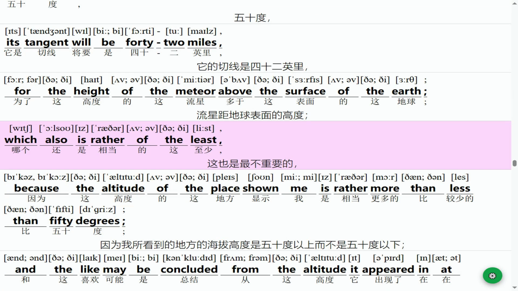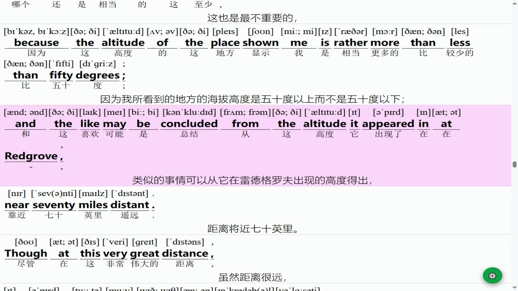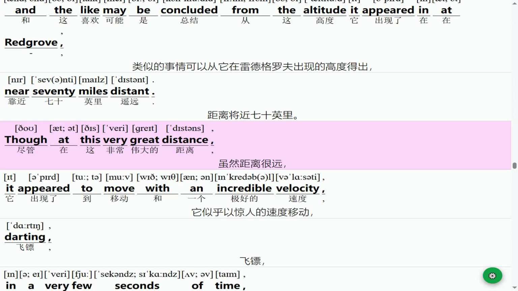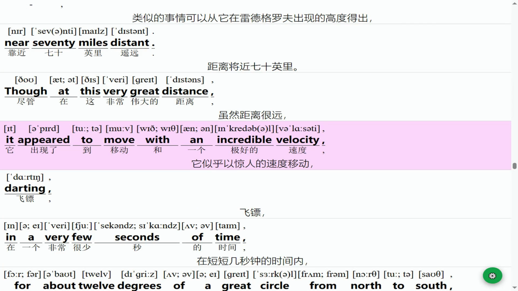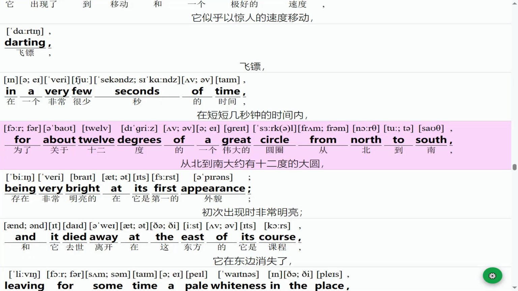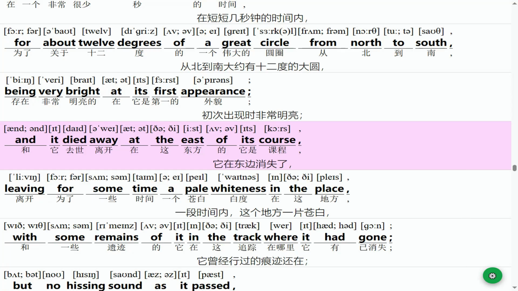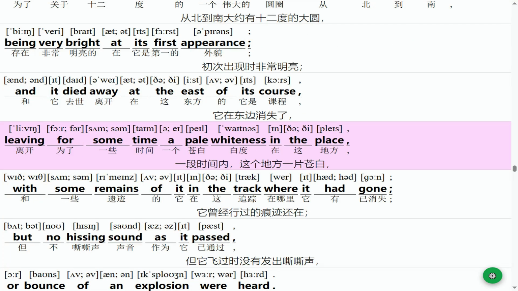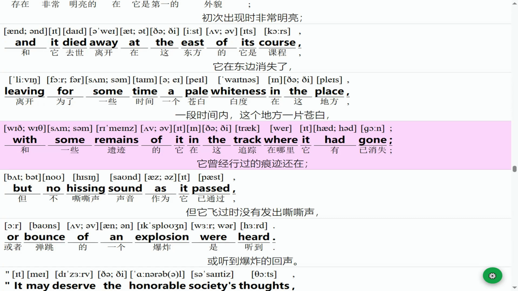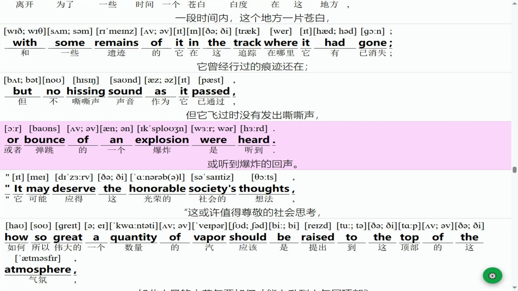of the earth, which also is rather of the least, because the altitude of the place shown me is rather more than less than 50 degrees, and the like may be concluded from the altitude it appeared in at Redgrove, near 70 miles distant, though at this very great distance, it appeared to move with an incredible velocity, darting, in a very few seconds of time, for about 12 degrees of a great circle from north to south, being very bright at its first appearance, and it died away at the east of its course, leaving for some time a pale whiteness in the place, with some remains of it in the track where it had gone, but no hissing sound as it passed, or bounce of an explosion were heard.